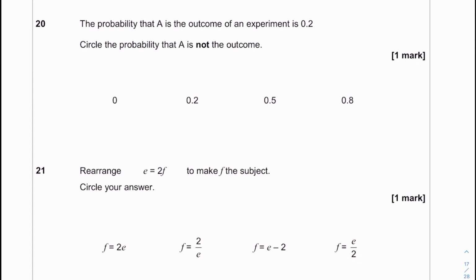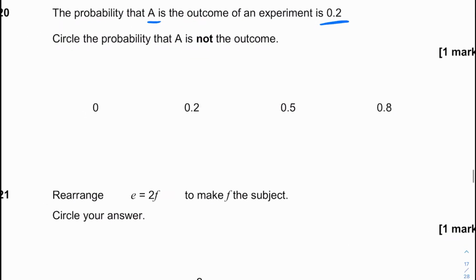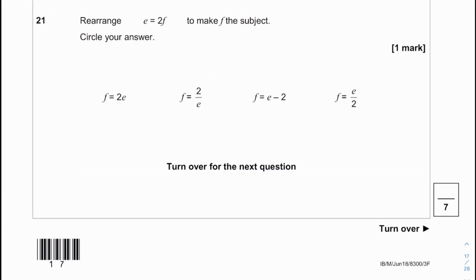So for question 20, we are told the probability that A is the outcome of an experiment is 0.2, and we need to circle the probability that A is not the outcome. So what we need is anything but A, where A is 0.2. So anything that isn't A. As all probabilities sum to 1, we do 1 take away 0.2, which is equal to 0.8, so therefore the answer is 0.8.